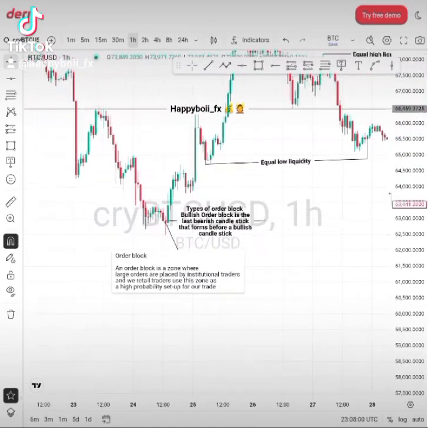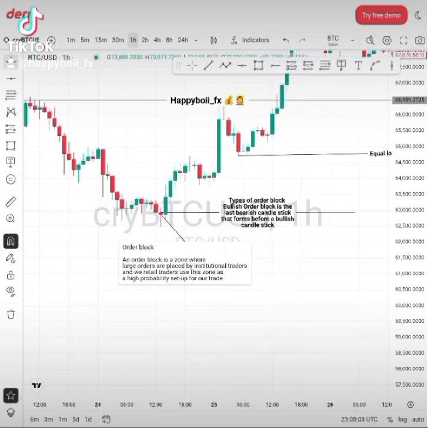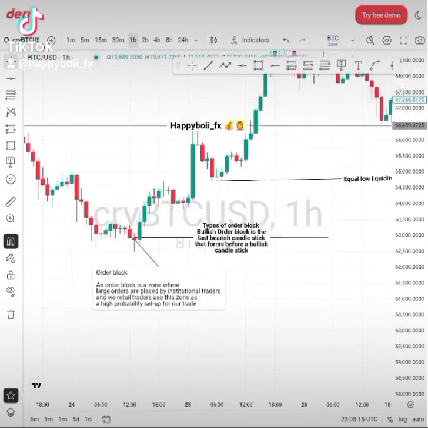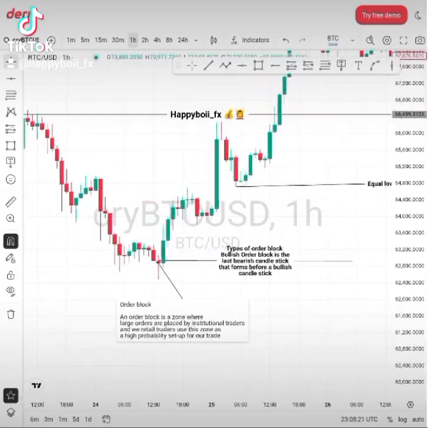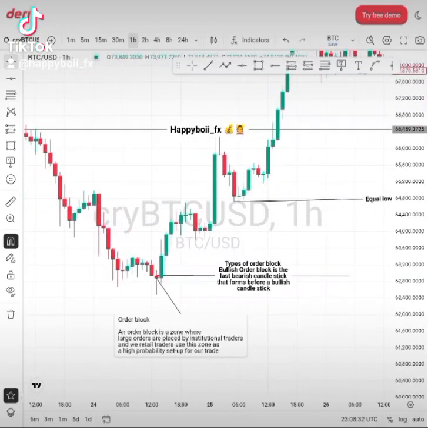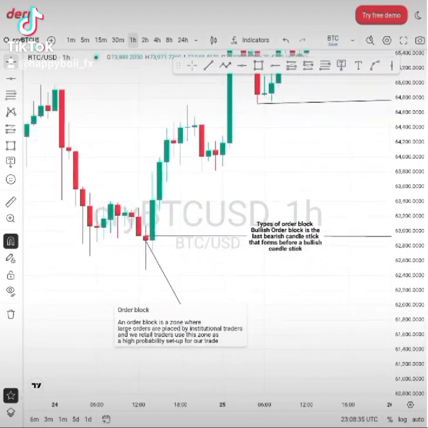As you can see on my chart right now, an order block is a zone where large orders are placed by institutional traders, and we retail traders use this zone as a high probability setup for our trades. So an order block, this is it. We have types of order block. We have a bullish order block, and then we have a bearish order block. And then here is an example of a bullish order block as well.